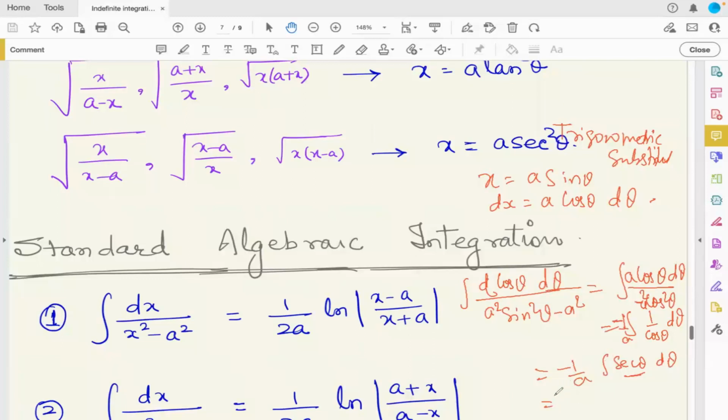I hope you all learned that, or we can write it also in the form of pi by 4, but that's not efficient here. We try to write it in the ln form. So we can also write it as minus 1 by a ln mod of sec theta plus tan theta. Okay, this is our integration, right? And now let's move on to our substitution part.